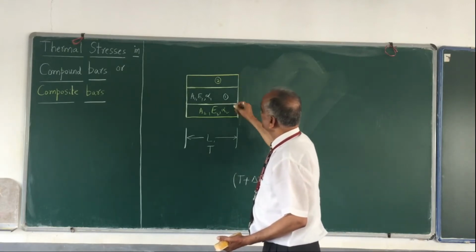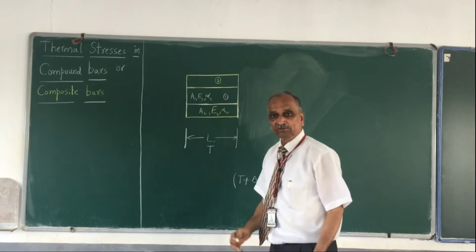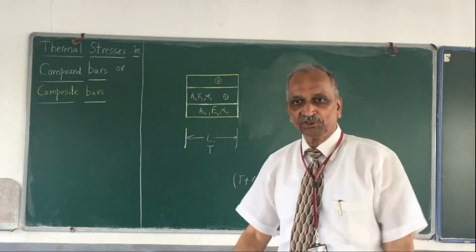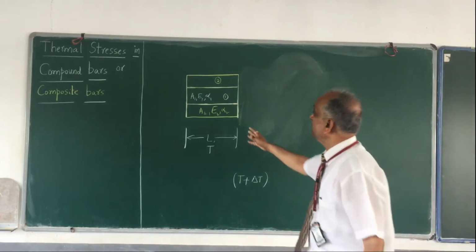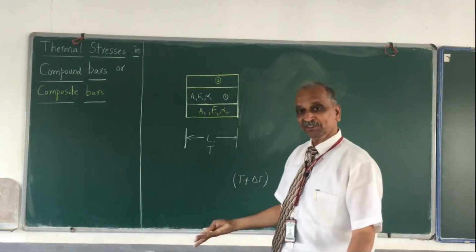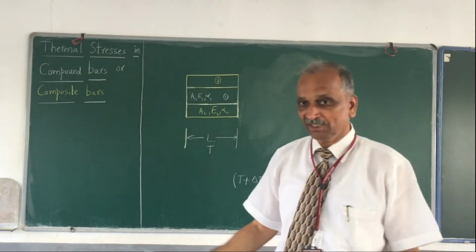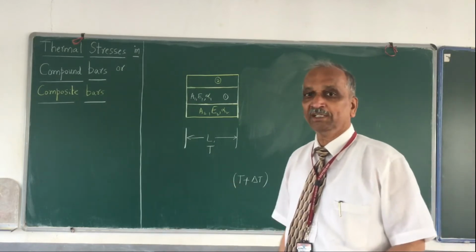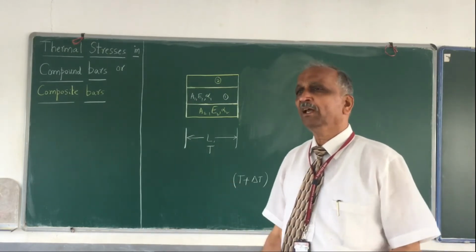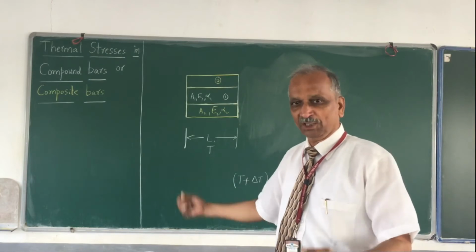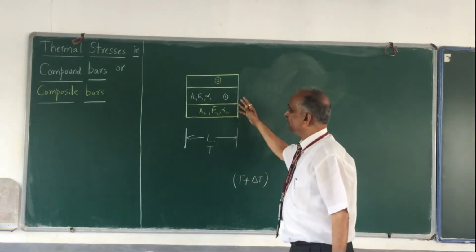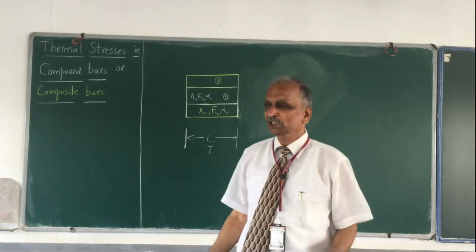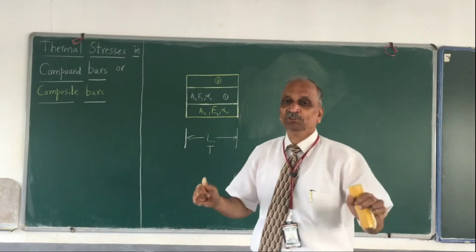So I know that this is alpha 1 and this is alpha 2, and when the temperature changes they undergo a different amount of extension. But then how do they have the same length? They are all friends, the materials are friends, they are not like India, Pakistan. They have their own understanding, they will have a compromise, and of course when the temperature changes and they have the same extension, then each portion of them is subjected to stresses.